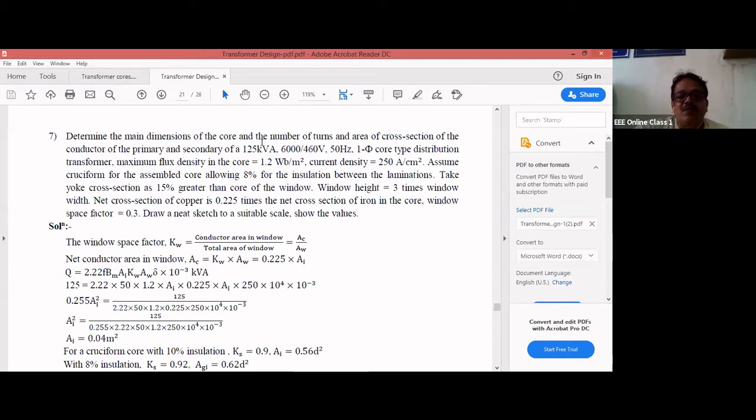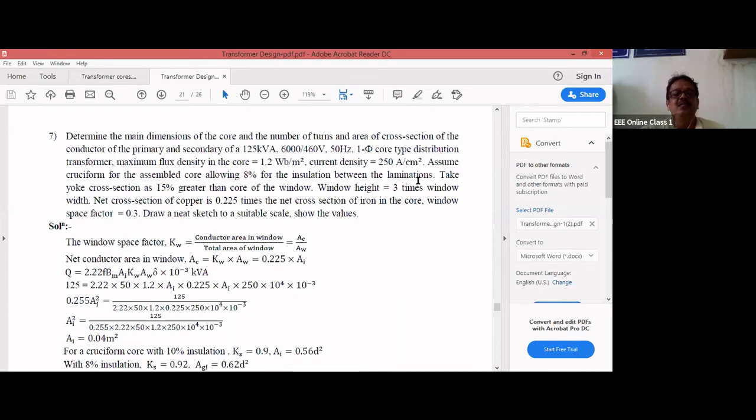Determine the main dimensions of the core, the number of turns, and the area of cross section of conductor of primary and secondary. Means you have to calculate the area of cross section, AS, of primary and secondary, of a 125 kVA, 6000 volt, 460 volt, 50 Hz, single phase core type distribution transformer. Maximum flux density, and the current density are given. Assume a cruciform core, allowing 8% for the insulation between the laminations.